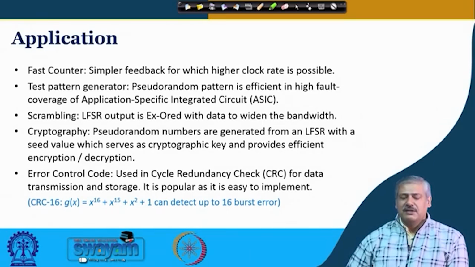And you have already seen its use in error control code, the cyclic redundancy check, the way the check bits have been placed. CRC 16 is one popular such code, and CRC 32 is also there. For example, x to the power 16 plus x to the power 15 plus x square plus 1 could be one such polynomial, and it can detect up to 16 bit burst error and many other types of errors.